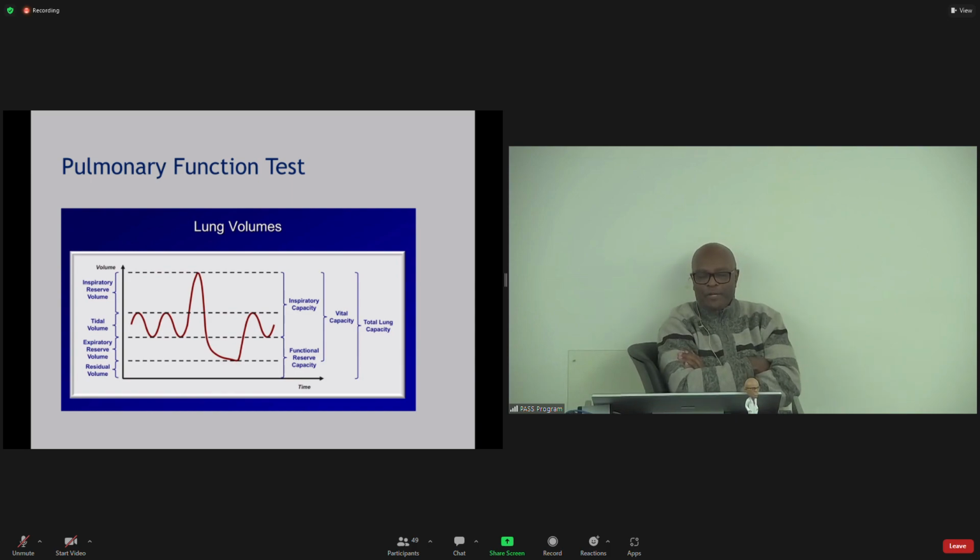Expiratory reserve volume is also part of functional reserve capacity. That means it also serves a function. What is that function? To fill up your dead space. Fill up your dead space.